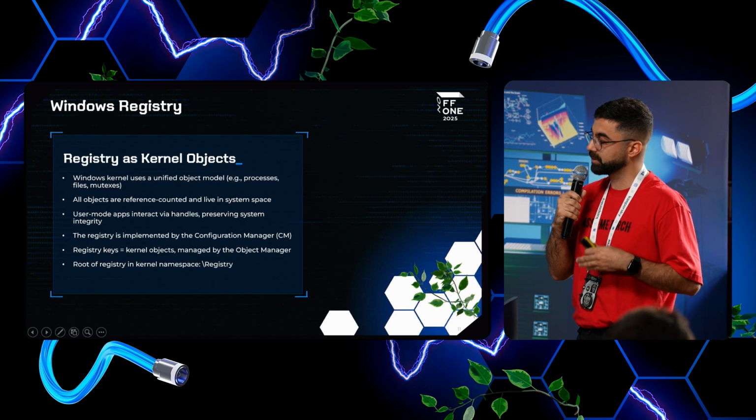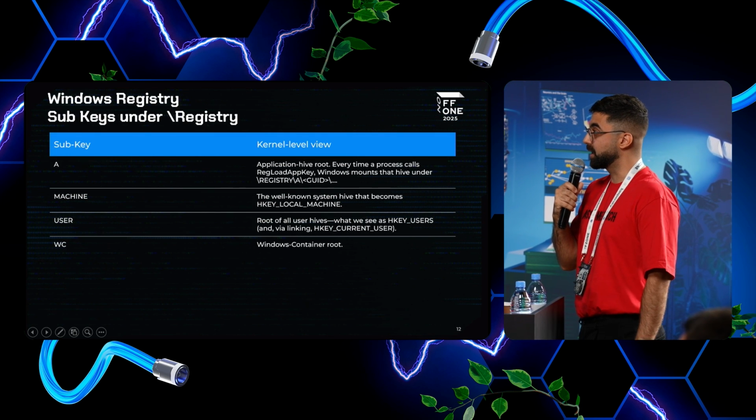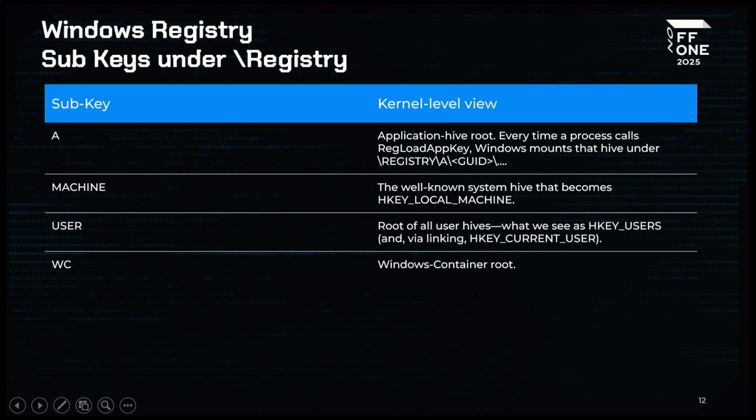It is not a directory but a key, and inside this key we can find multiple other keys, for example a subkey, MACHINE, which is used when you load a hive into memory and actually represents HKEY_LOCAL_MACHINE. So in user space we have HKLM, but in the kernel it will be \REGISTRY\MACHINE, and USER represents HKEY_USERS, and WC is used for Windows container applications.